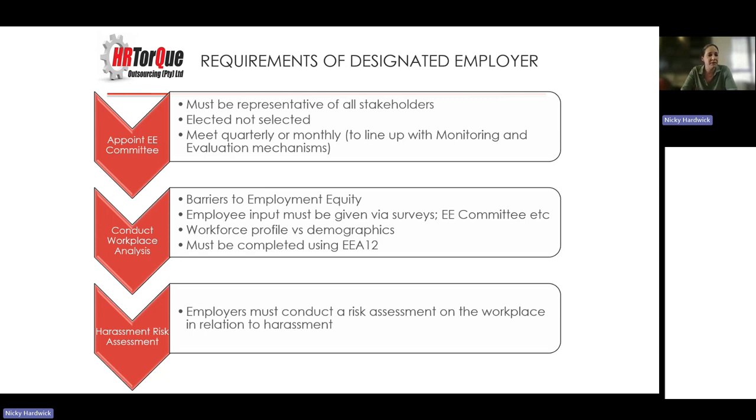They should be elected and not selected. Again, the point of the equity committee is to find people who will be able to bring a perspective. If I only pick people that I like, then possibly they will only be bringing my perspective. The committee is supposed to be representative and elected, but where it often goes wrong is that as soon as they're elected, it becomes another workplace forum, another avenue for me as an employee to stand and fight for my rights.